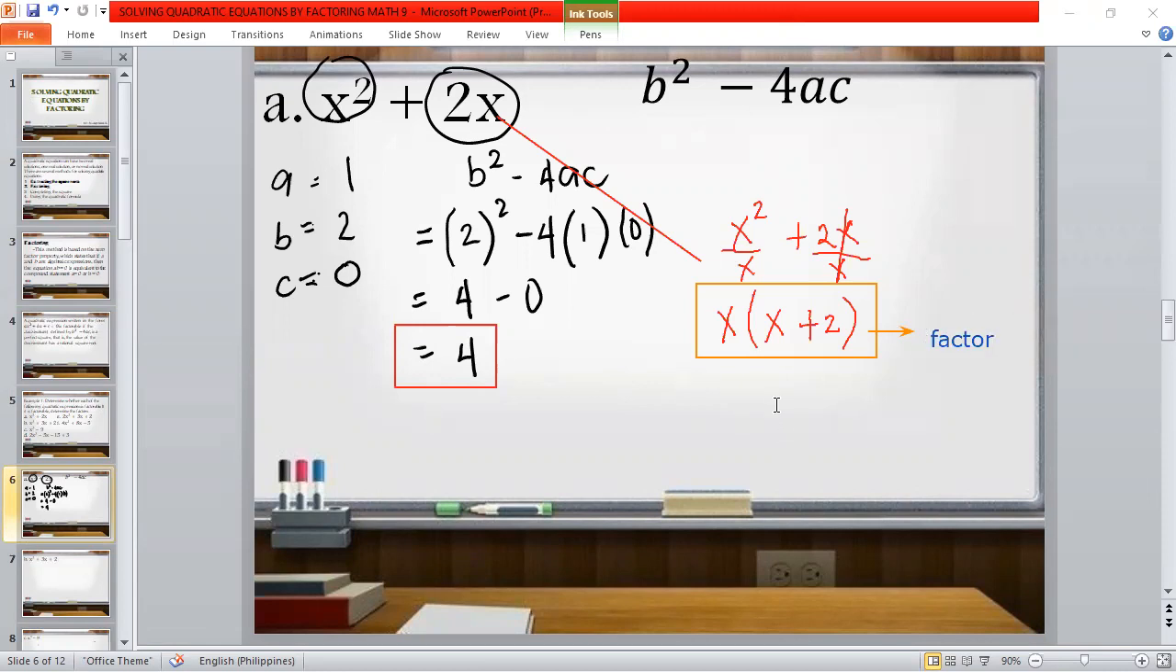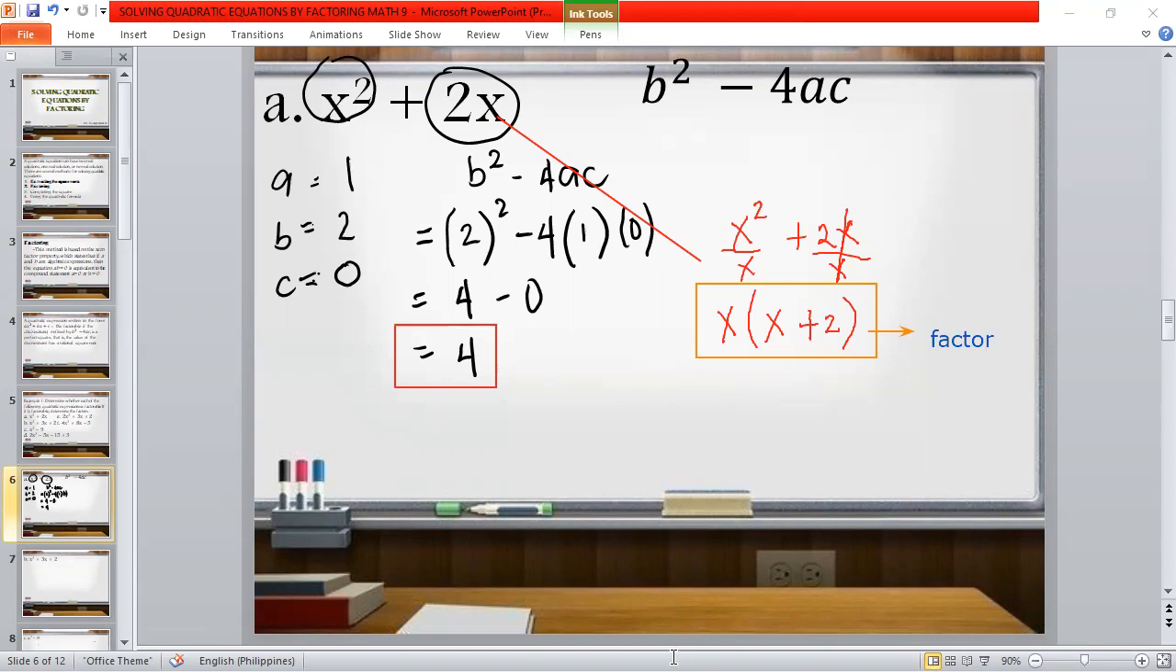Okay, naiintindihan po? Okay, don't forget that if we have two terms class, okay, isa lang po ang magiging factor niyan, common factor niya. Ganyan po lagi magiging kalabasan. You need to get the least common factor. Okay, kapag sinabi natin common factor, yung meron po sa term na yon. Okay. Okay po, naiintindihan po?